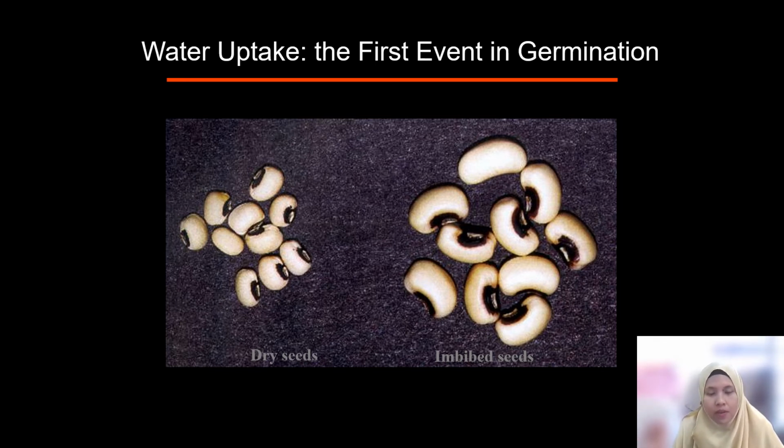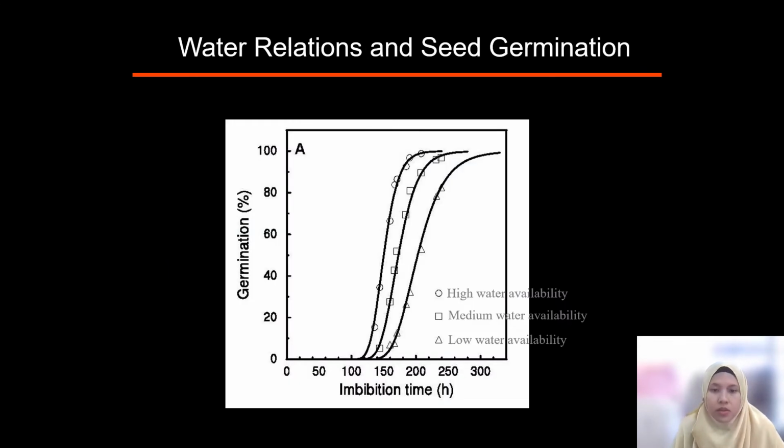So when they have received the cues or the signals, when there is enough water, then they will take up the water, and then it will result in the hydration and also the cell expansion. So this figure shows the water relations and also the seed germination.